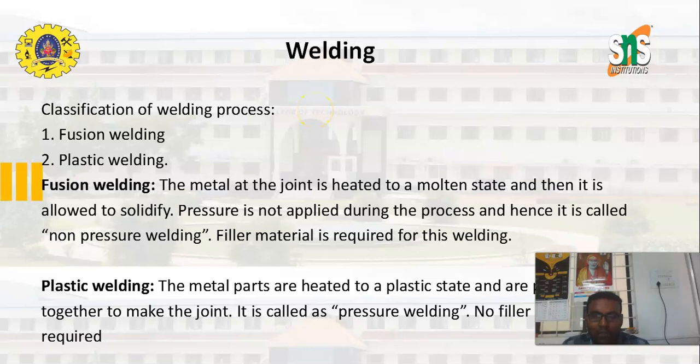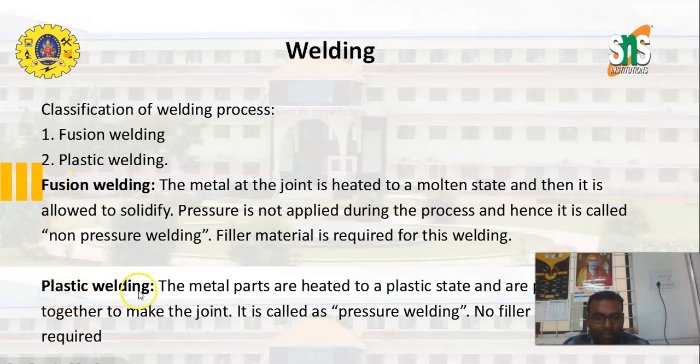There are two different classifications. Welding is classified into two types, mainly fusion welding, and the second one is plastic welding. First, we will discuss fusion welding. Here the metal at the joint is heated to the molten state and then allowed to solidify. Pressure is not applied during the process and hence it is called non-pressure welding. Filler material is required for fusion welding.